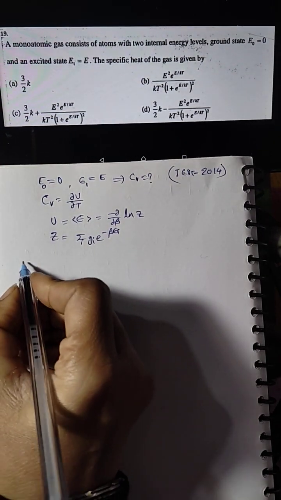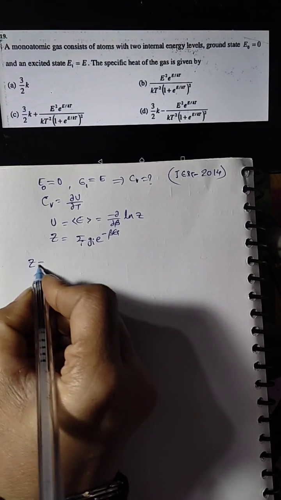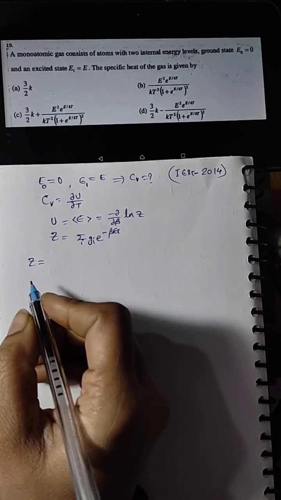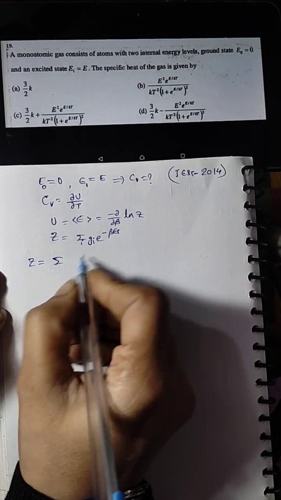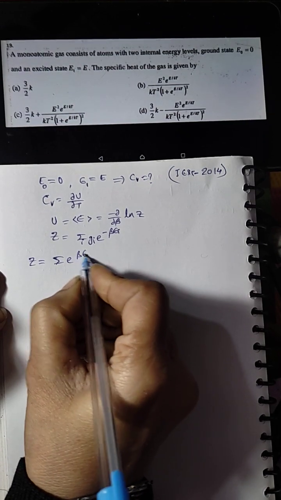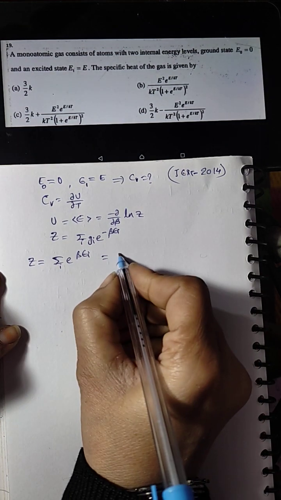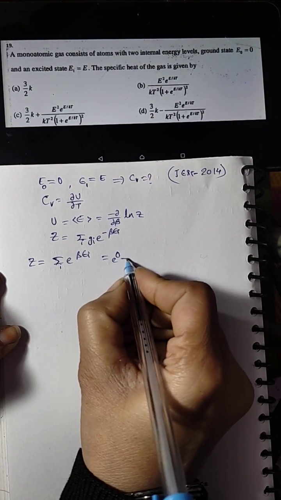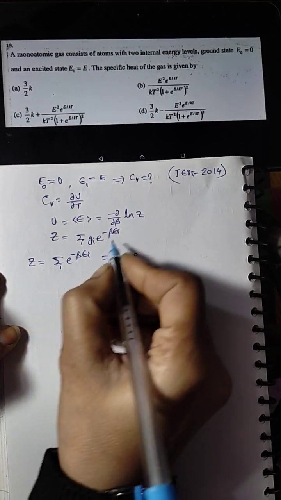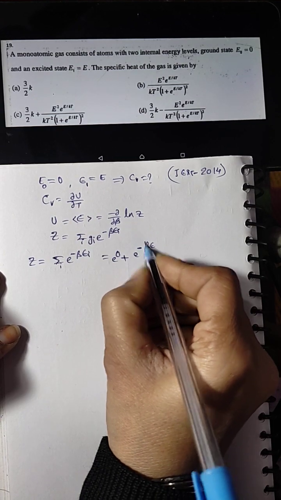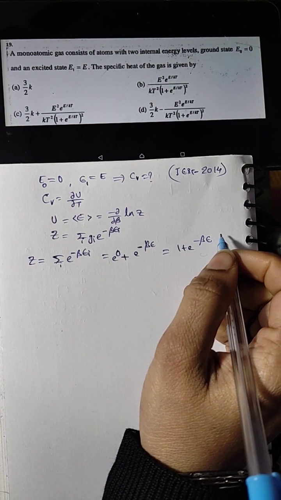Okay, so first let's write the partition function. So partition function is summation, so Gi is not given. Okay, so e power minus beta Ei. So here energy is 0 first, e power 0, plus then energy is E, so e power minus beta E. So this will become 1 plus e power minus beta E. Okay, Z value is completed.